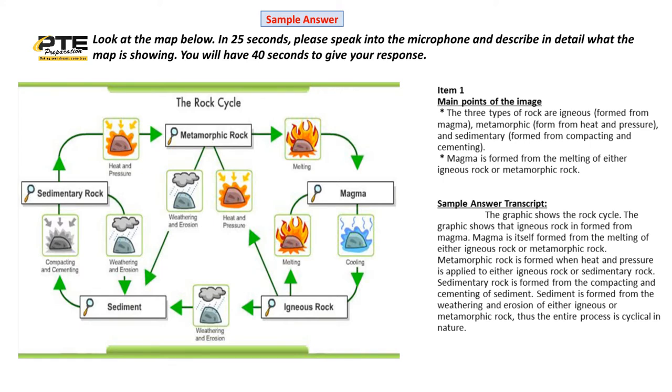rock. Sedimentary rock is formed from the compacting and cementing of sediment. Sediment is formed from the weathering and erosion of either igneous or metamorphic rock. Thus, the entire process is cyclical in nature.